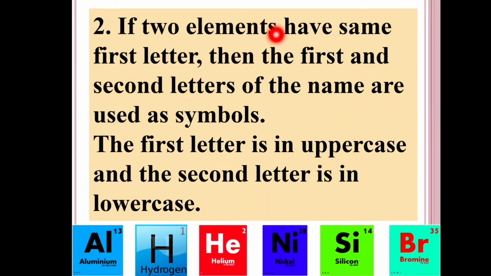If two elements have the same first letter, then the first and the second letters of the name are used as symbols. The first letter is in uppercase and the second letter is in lowercase. So you can see here the examples. The first letter will be in uppercase, and the second letter will be in lowercase.